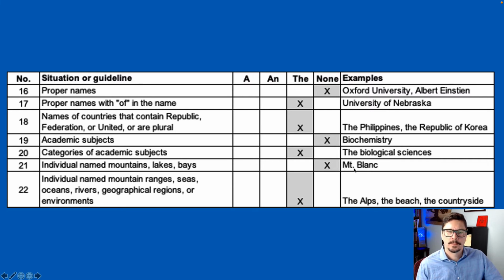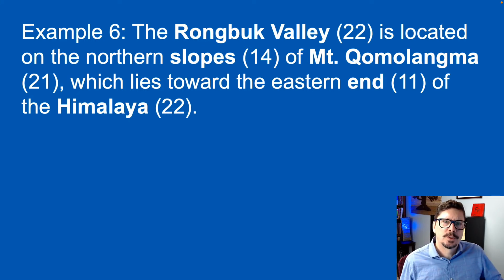So Mont Blanc would not need an article, but individual named mountain ranges, seas, oceans, rivers, geographical regions, or environments do need the, such as the Alps, the beach, the countryside. Those are using articles, depending on the context, of course, for the beach and the countryside. You could use beach without an article, depending on its context. But if you're saying, I'm going to the beach, you say the beach. Even though the listener or the reader may not know which beach you're talking about, you're generalizing it. Let's put these new rules into practice.